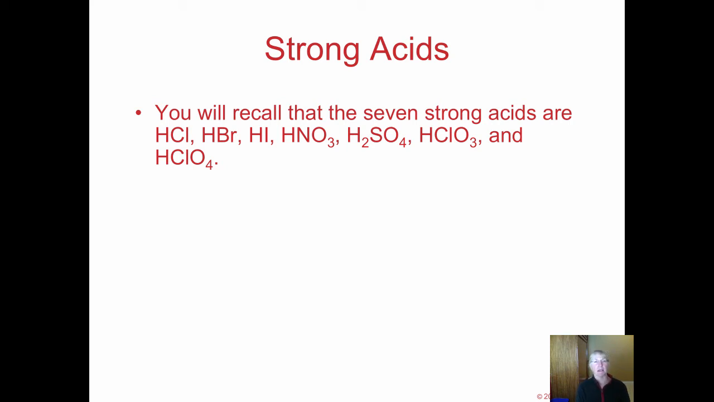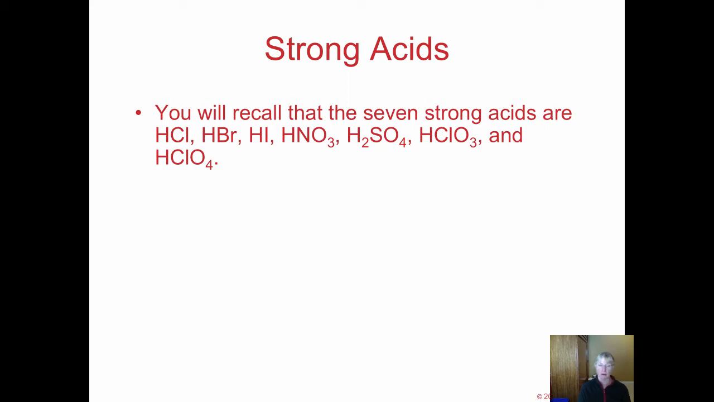This next vodcast discusses section 16.5, strong acids and also strong bases. And there are 7 strong acids that you have to memorize. These will not be given to you in any way, shape, or form on the AP exam. You'll have to know when you see HClO3 or HClO4, that's a strong acid.